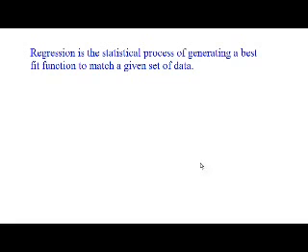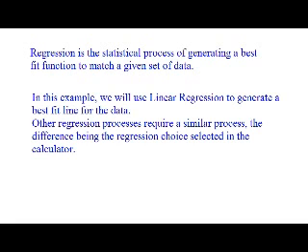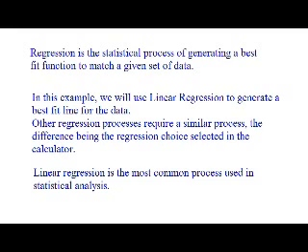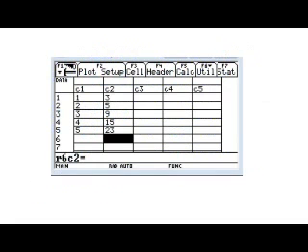And the process of regression is a statistical process of creating or generating a best fit function that matches our given data set. For this example, we're going to use linear regression to create a best fit line for the data. Other processes are similar in our calculator, the difference being when we make that choice of the type of regression, we could choose something else if we wanted to do a different type of regression. Linear regression is the most common process that's used in statistical analysis, so that's what we're going to do for this example. So we have our data in place.